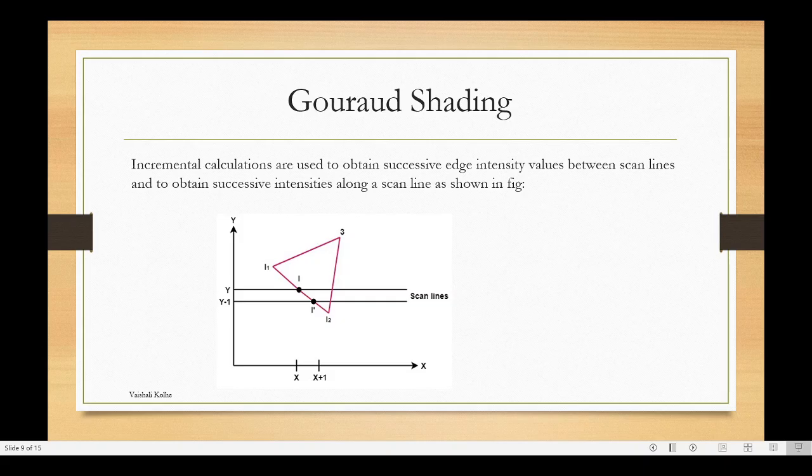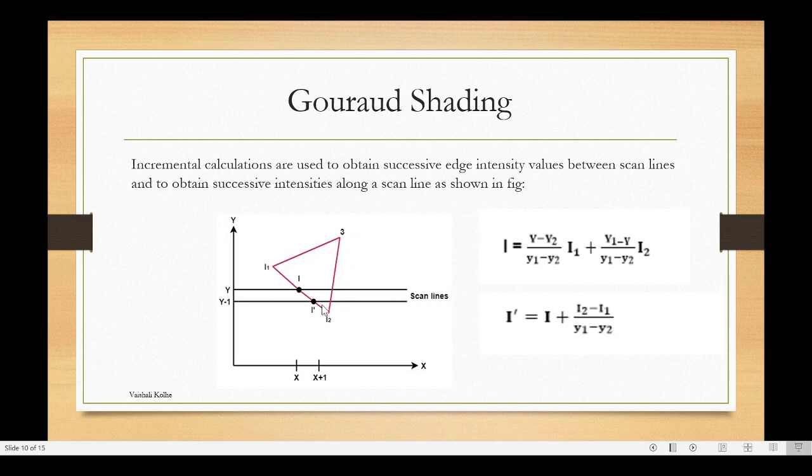While finding the intensity across edges, we can use the incremental calculation. For example, if we have the intensity at point I, that intensity can be found by using the previous formula, or the formula is here again. Once we have got the intensity at point I, then the very next pixel intensity can be found by using this formula.